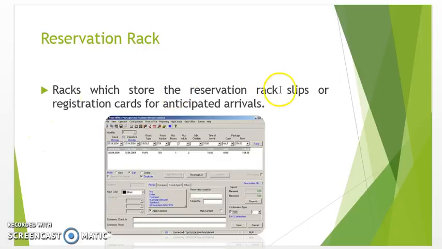A rack which stores the reservation slips or registration cards for anticipated arrivals. As I have said, it was all in the earlier days. Here you can see this picture, which shows the application of PMS, where every piece of information is kept in these folders, and all these folders can be shown anywhere in the PMS system.